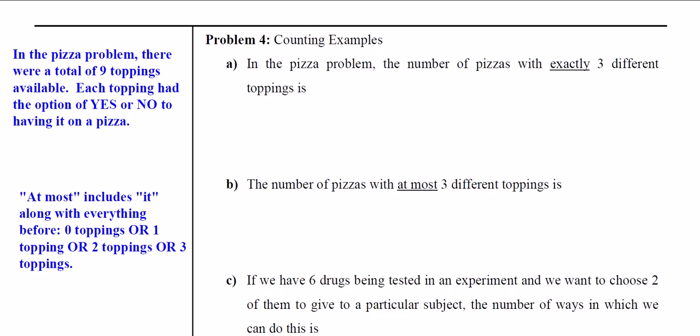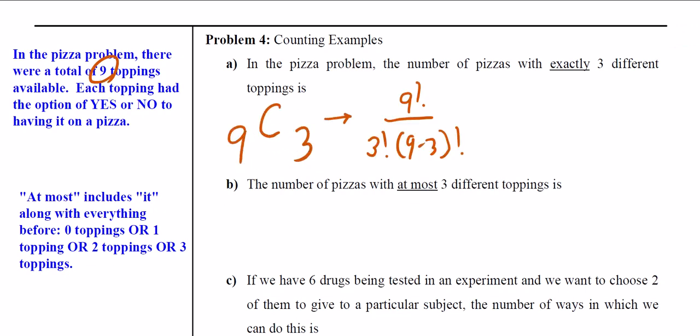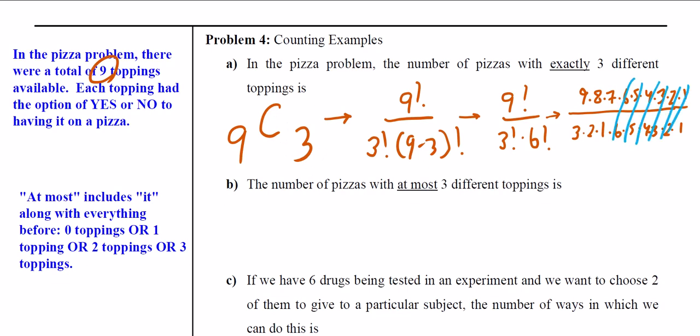So for problem 4, the number of pizzas with exactly 3 different toppings, well, that's going to look like we have a total of 9 toppings, so that's going to be 9C3. And 3 times 2 is 6. Let's see. We'll take a 3 from here. We'll take a 2 from here. That's 84 possible pizzas with exactly 3 toppings.